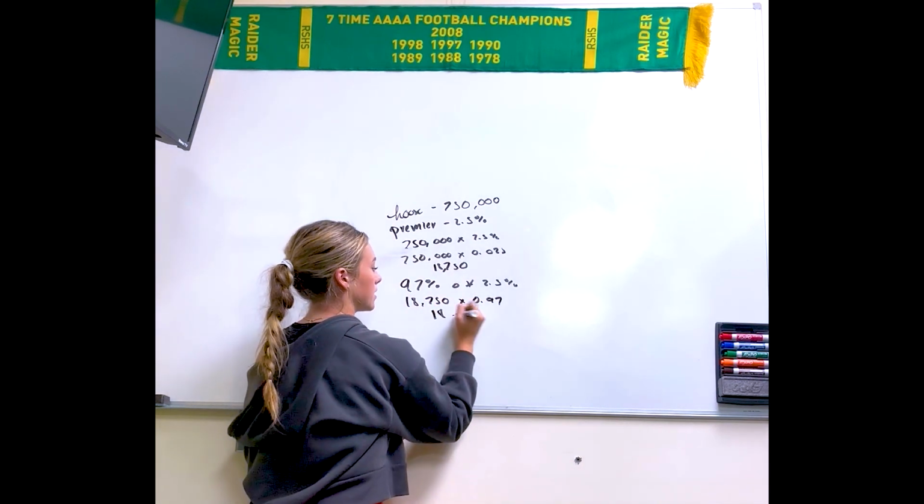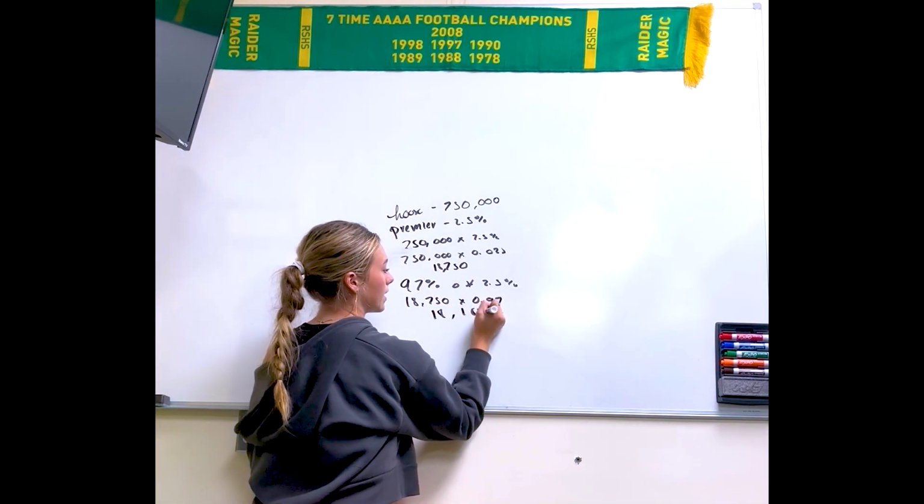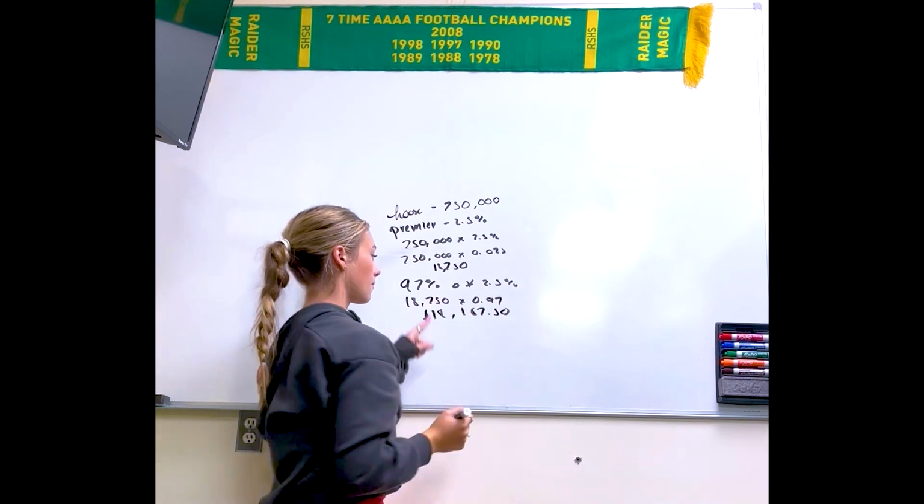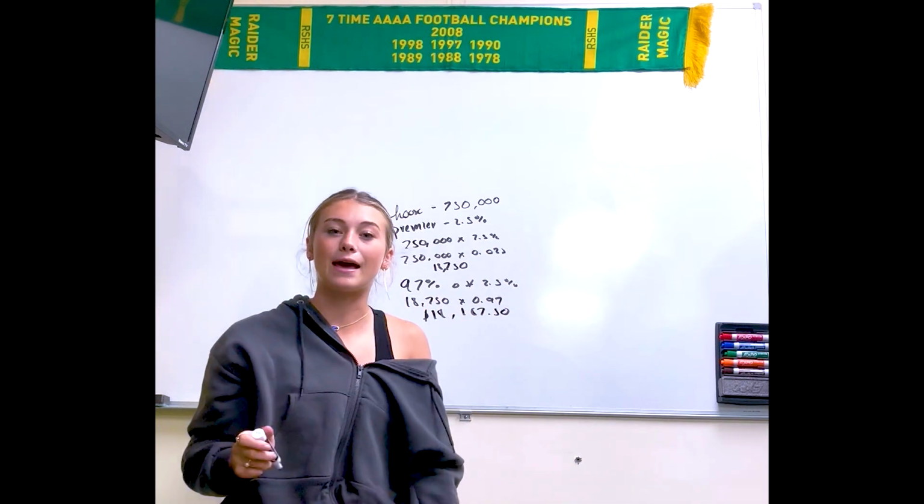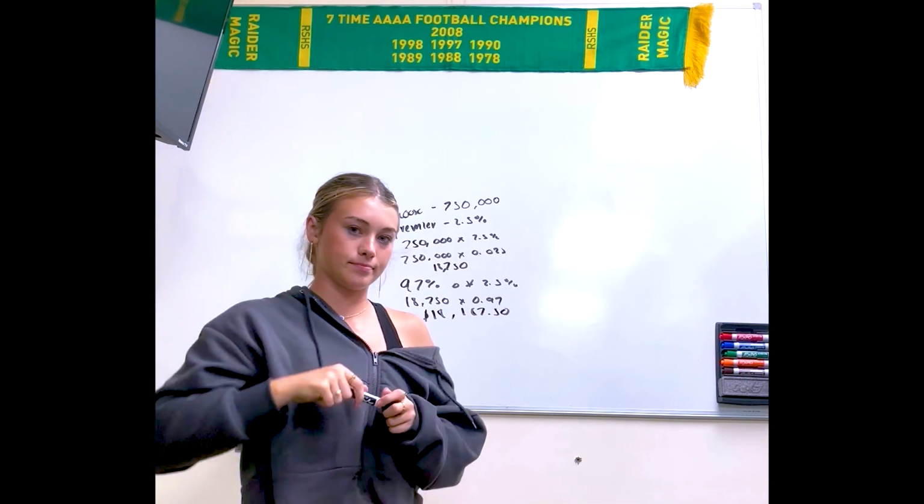Now the answer to this is 18,187.50. This is how much Candy would get paid before taxes.